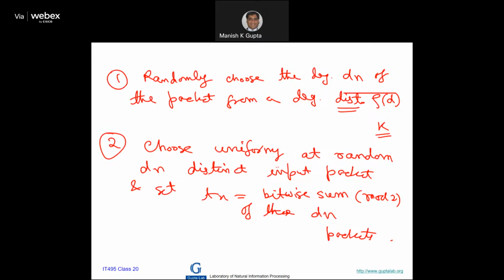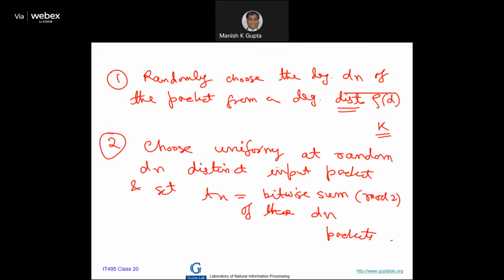This is a very crucial part. I will show you with an example that the complexity of decoding is almost linear when we choose a specific probability distribution for this degree. Second, we choose uniformly at random Dn distinct input packets and set Tn to their combination. So we choose the degree as per the probability distribution, and the packets are also randomly chosen. So there are two kinds of randomness involved.